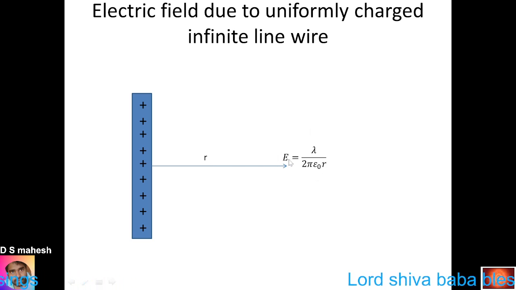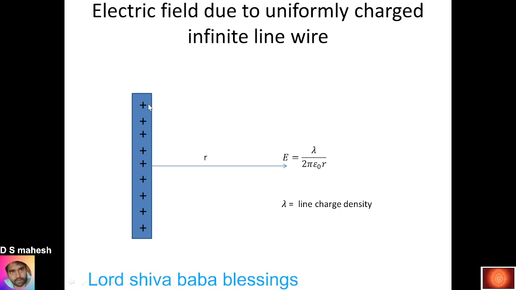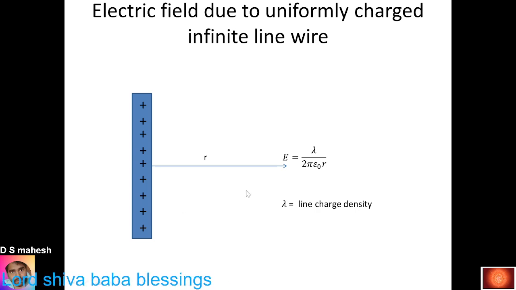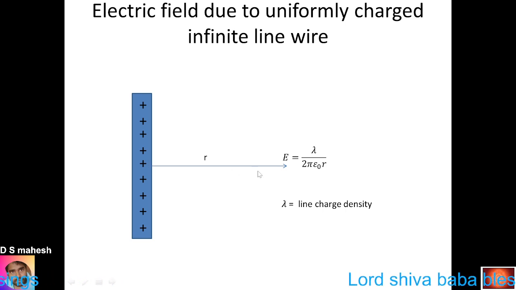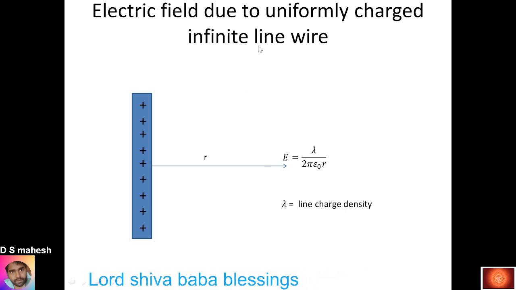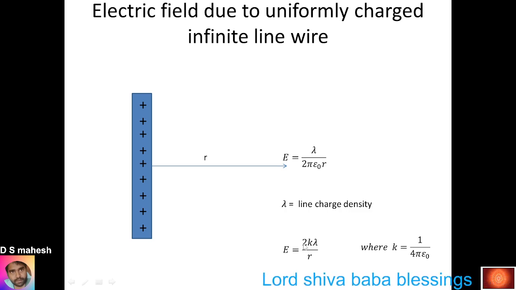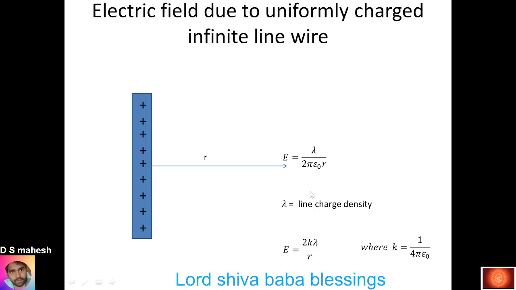So it is given by E is equal to lambda divided by 2 pi epsilon into r, where lambda is the line charge density and r is the distance from the line where we are trying to calculate the electric field. So this is the equation which you need to remember. Electric field intensity due to a line wire which is uniformly distributed for infinite line will be E is equal to lambda divided by 2 pi epsilon into r. So this can also be written as E is equal to 2k lambda by r. So both are one and the same.